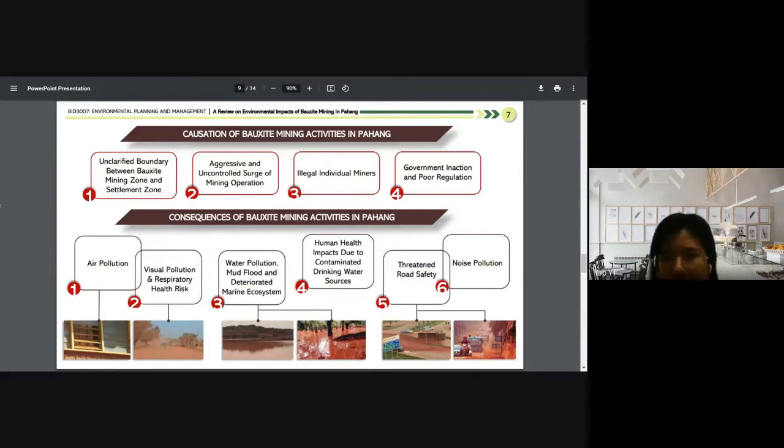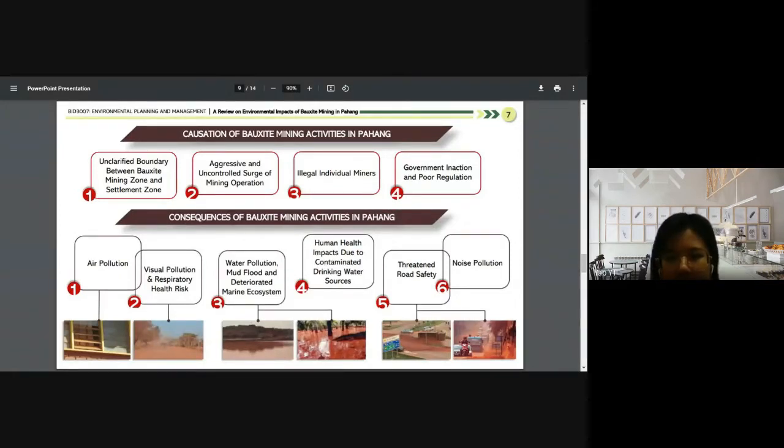And last is government inaction and poor regulation. This is because bauxite mining activity is not subject to the Environmental Quality Order 1987 and it is not categorized as a prescribed activity. The government also links bauxite mining to a new economic activity, so they are unwilling to forfeit the profit and offer adequate solutions.